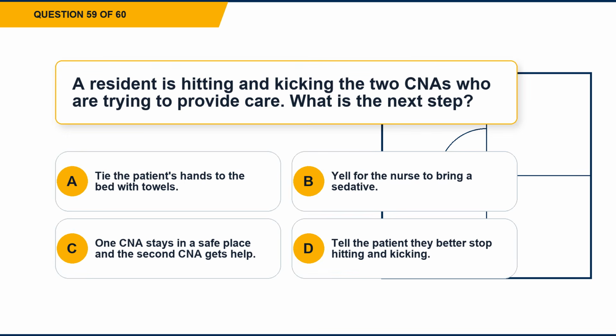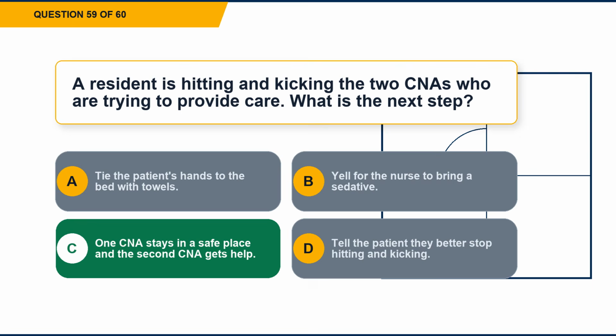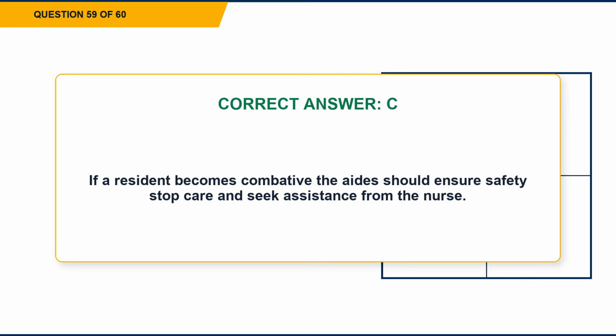Question 59. A resident is hitting and kicking the two CNAs who are trying to provide care. What is the next step? Option A, tie the patient's hands to the bed with towels. Option B, yell for the nurse to bring a sedative. Option C, one CNA stays in a safe place and the second CNA gets help. Option D, tell the patient they better stop hitting and kicking. The correct answer is option C, one CNA stays in a safe place and the second CNA gets help. Explanation. If a resident becomes combative, the aides should ensure safety, stop care and seek assistance from the nurse.